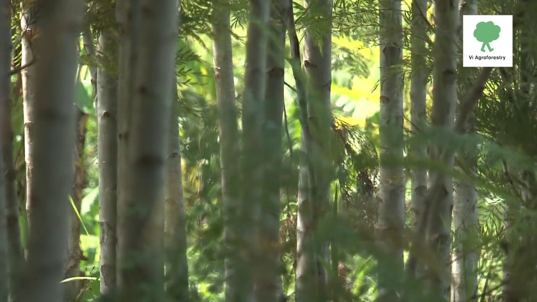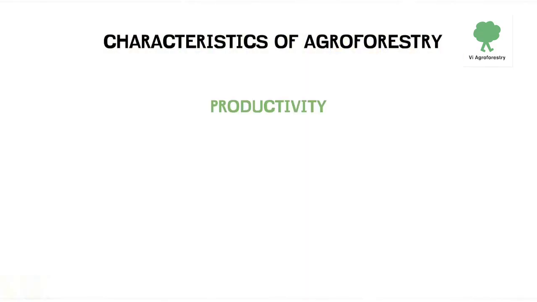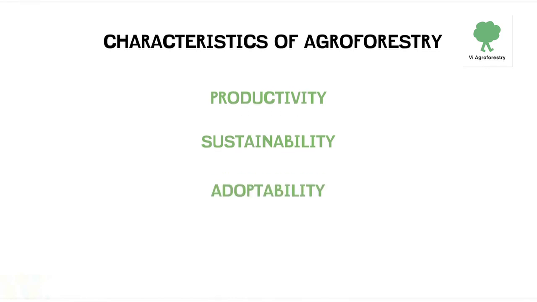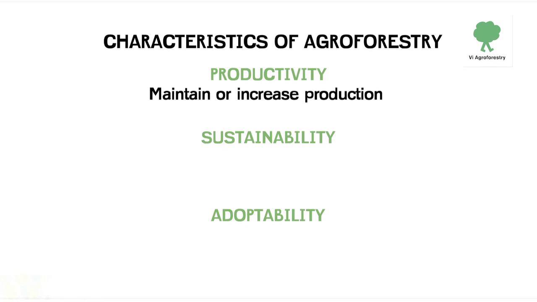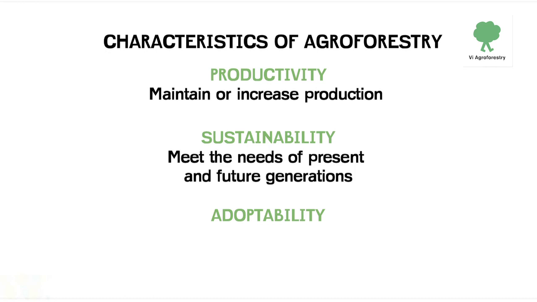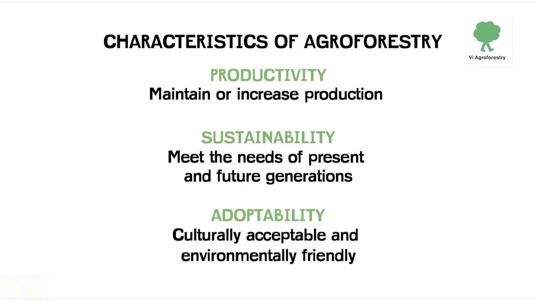Agroforestry has three major characteristics: productivity, sustainability, and adaptability. In other words, agroforestry should maintain or increase production, that is, productivity, meet the needs of the present generation without compromising those of future ones, that is, sustainability, and be culturally acceptable and environmentally friendly, that is, adaptability.